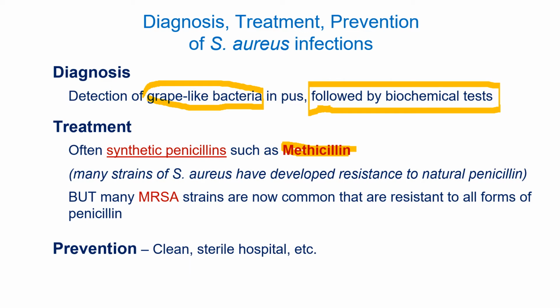Prevention: clean, sterile hospital. Getting people to wash their hands, isolating people who are MRSA positive, getting people to change gowns, wear gowns when they're treating these patients. There's all sorts of procedures of which, when you do work in a hospital, I'm sure you'll become aware.